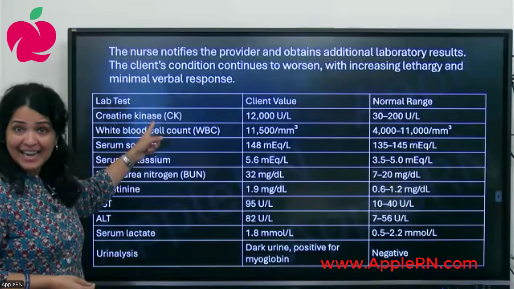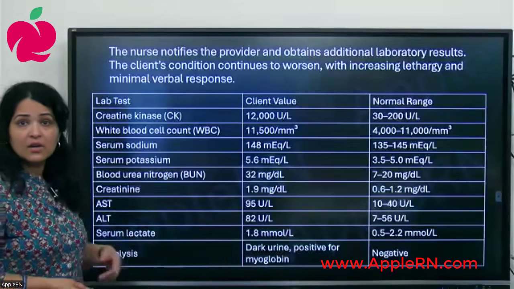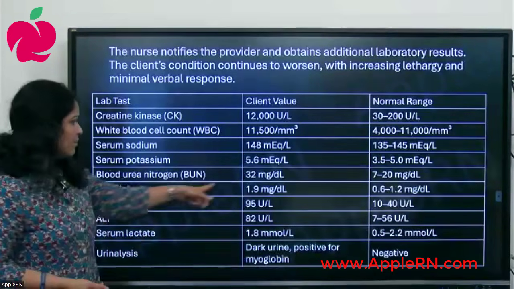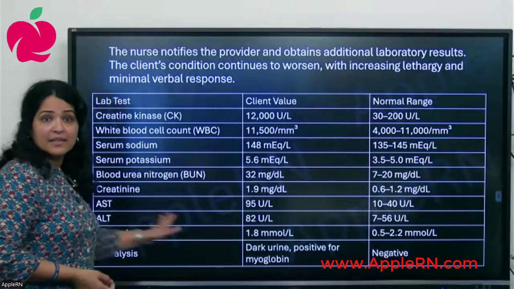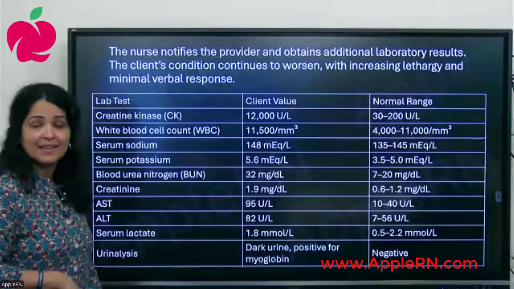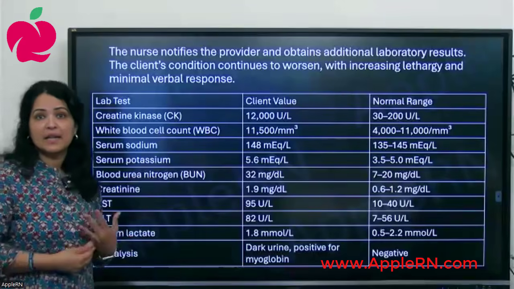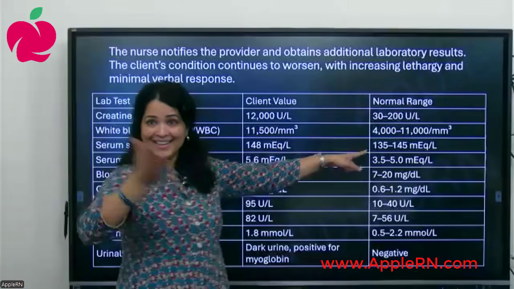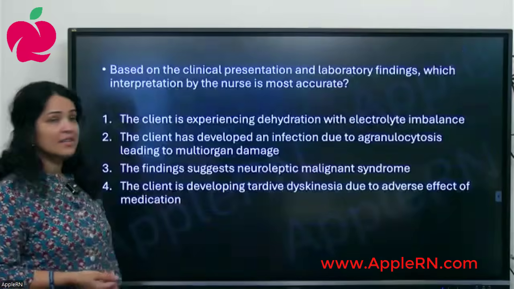I see the CK, which is like 12,000. So dehydration doesn't explain that much. And then I see the BUN is kind of high. The creatinine is kind of high. The liver enzymes are bad. And there is urine, definitely dark and positive, and the CK is high. And look at the WBC level. It's 11,500, and our cut mark, the high, is 11,000. So not too bad.